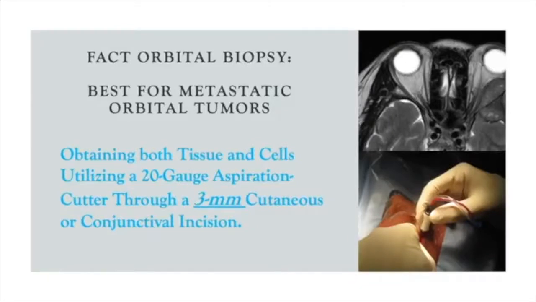Lastly, I'd like to talk about FACT. I always thought that we should have a device that could go into an orbital tumor and both actively aspirate and cut tissue to retrieve a biopsy specimen. Such devices are used for breast biopsy, and I have, in a series, obtained both tissue and cells utilizing a 20-gauge aspiration cutter through a 3mm cutaneous or conjunctival incision.